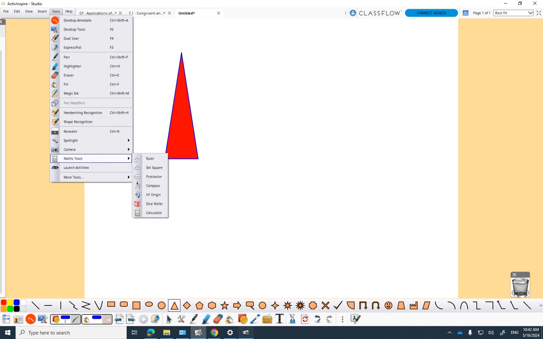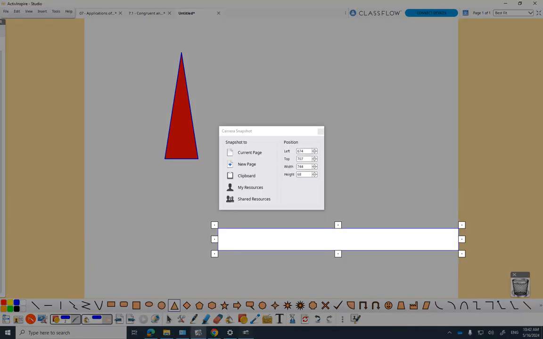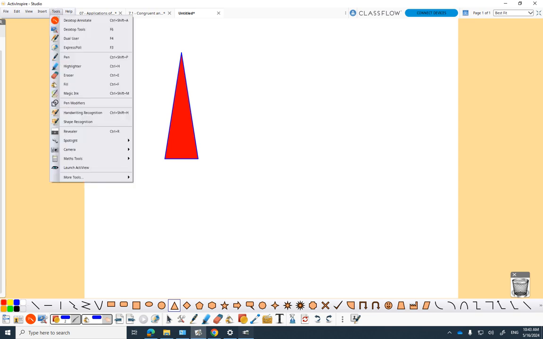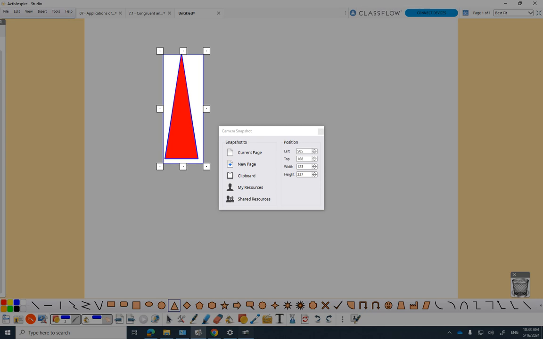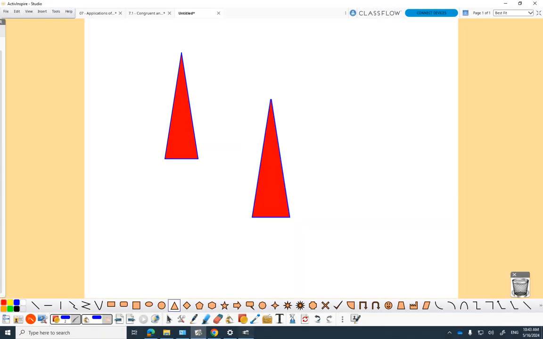Math tools. Where's it? Camera. Area snapshot. And I'm just going to take a little picture of this. Oops. Tools, camera, area snapshot. Get a picture. There it is. Copied. Same triangle. Right now, they're congruent.